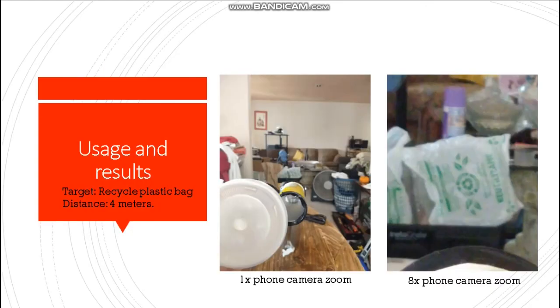For usage and results, the target is the plastic bag near the sofa, left of the fan, and the distance was about 4 meters. The picture at the left is taken with 1x phone camera zoom. As you can see, you cannot really see anything. And at the right is with 8x camera zoom, and really you cannot see anything. You just see a green bag with some leaves maybe.